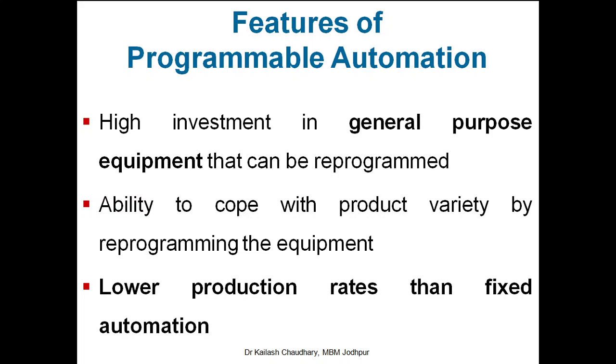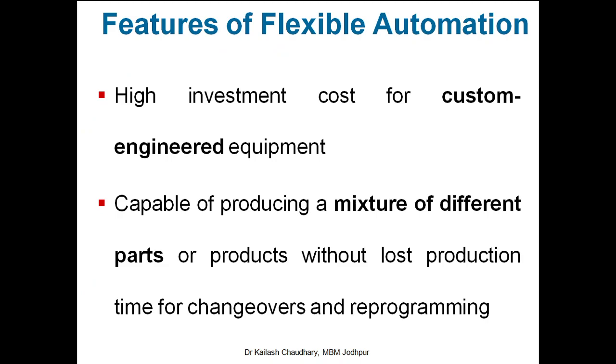Next come the features of programmable automation. It involves high investment in general purpose equipment that can be reprogrammed, with the ability to cope with product variety by reprogramming the equipment, and a lower production rate than fixed automation. So now you have variety in the product, so you will get a smaller number of products. So in case you have a variety of products and your production demand is less, you go for programmable automation.